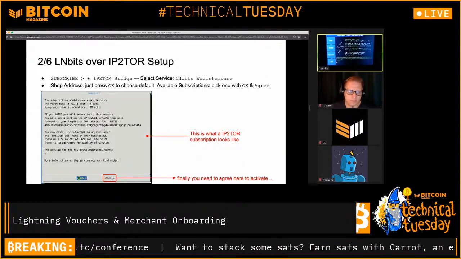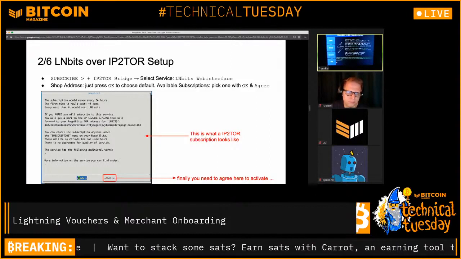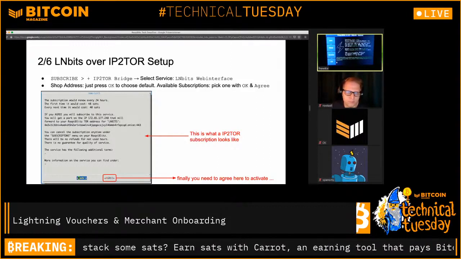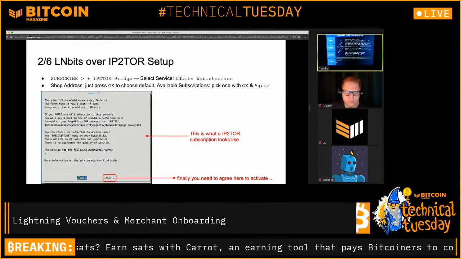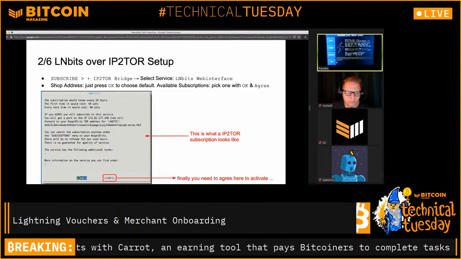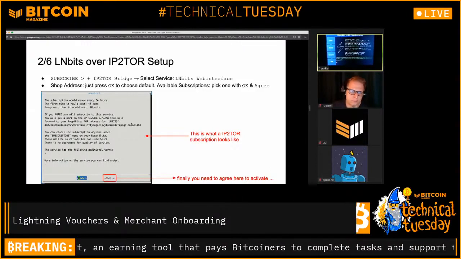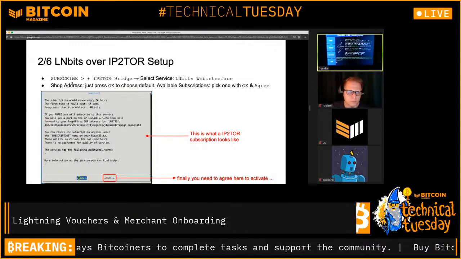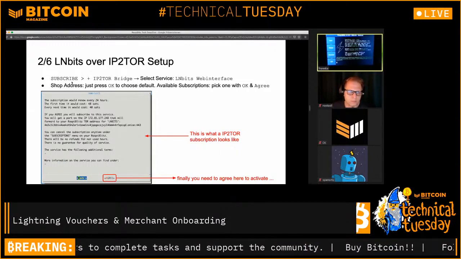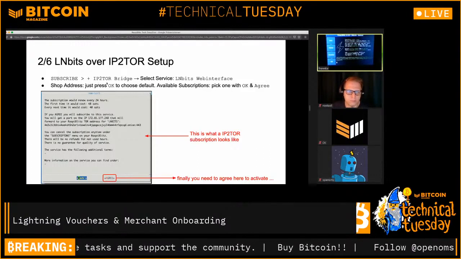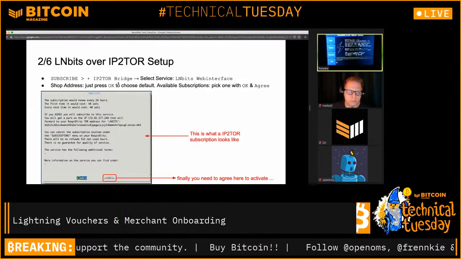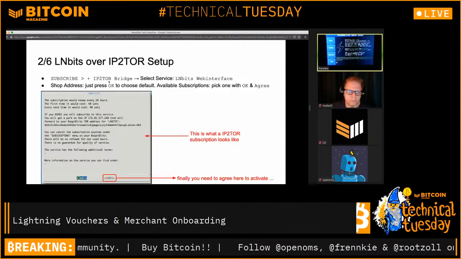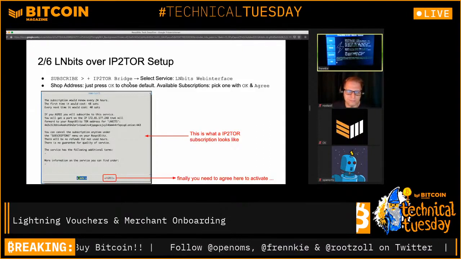Next step. So now we have the service running. How can we get access to the service also for people who don't really want to deal with Tor or can't deal with Tor? So the step here is that we have introduced a completely new menu item that's called subscribe on the Raspberry Blitz menu, where you can add or order a job for IP to Tor bridges.